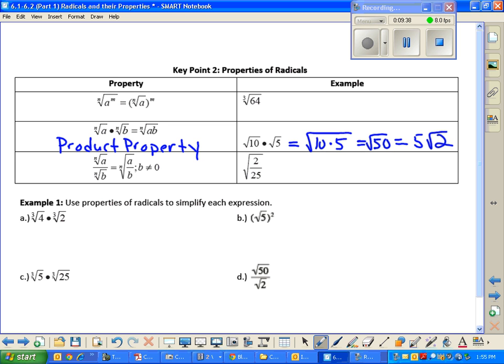The next property, in my experience, usually is pretty well absorbed at this point in your math career: the quotient property for radicals, and that's this bottom one here. You folks know that you can break a radical apart or glue it back together whenever there's a fraction bar in that problem, right?